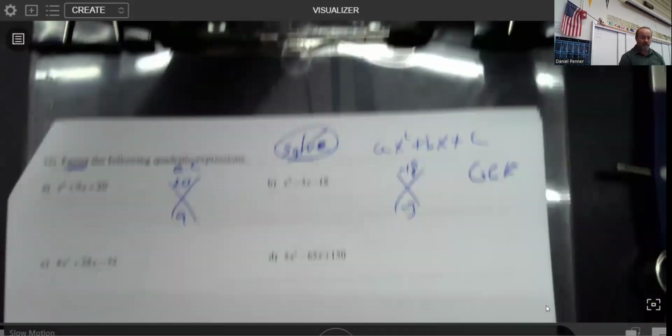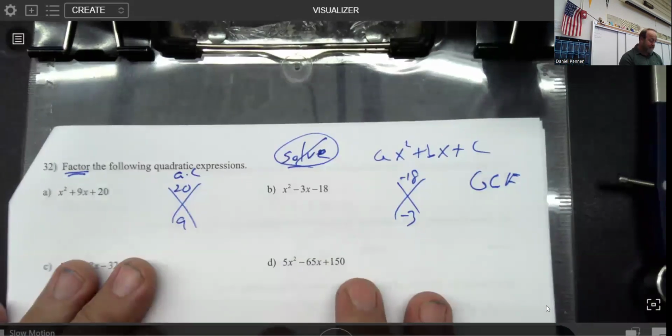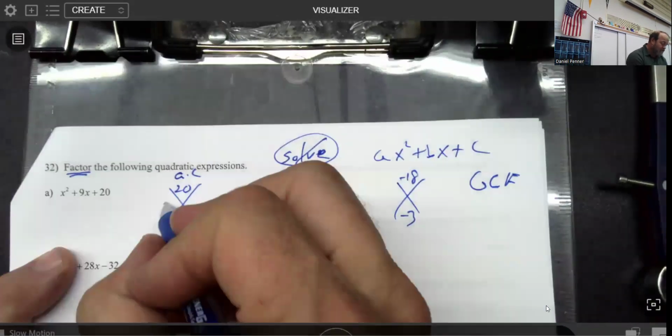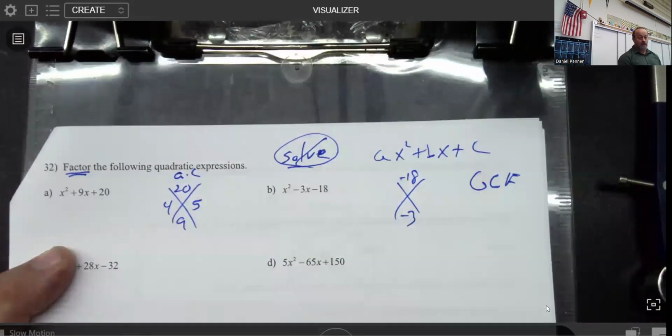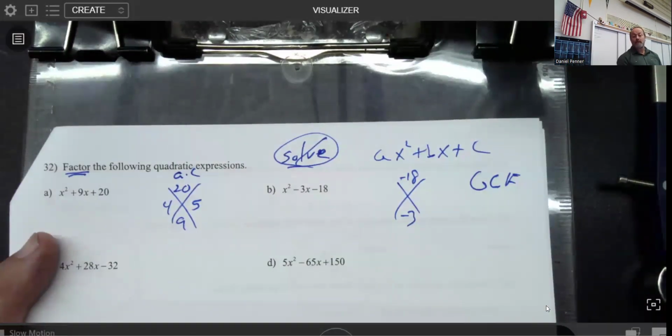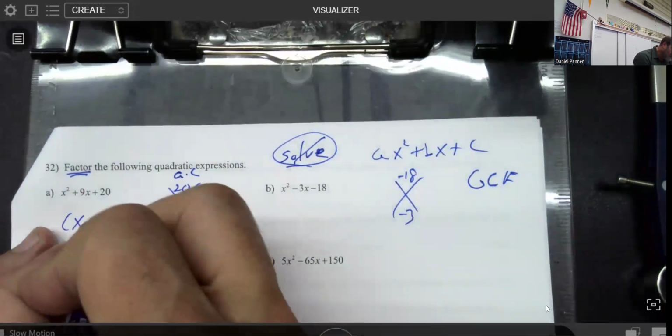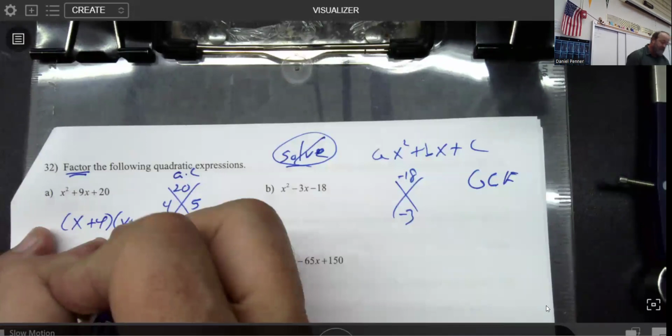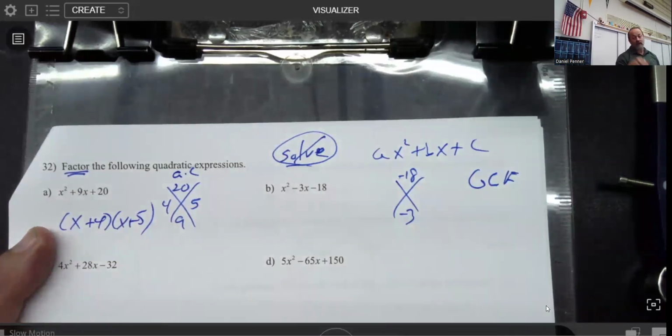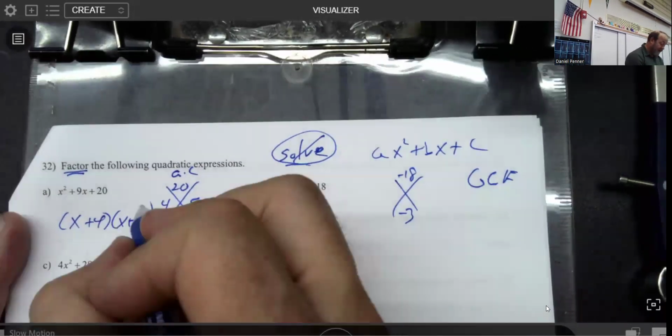Let me see if I can get that to focus a little bit better. There it goes. And so what I want to do is pick two numbers whose product is 20, but whose sum is 9. They multiply to 20, or add to 9. And we're actually done right there. x plus 4, x plus 5. That's it. That was my job, to factor that.